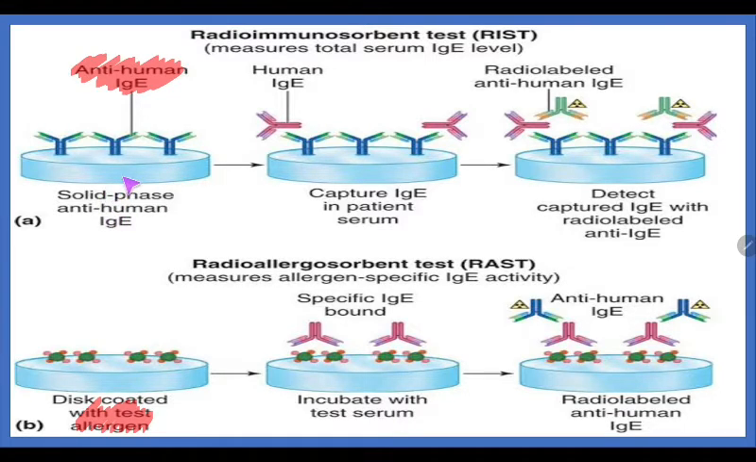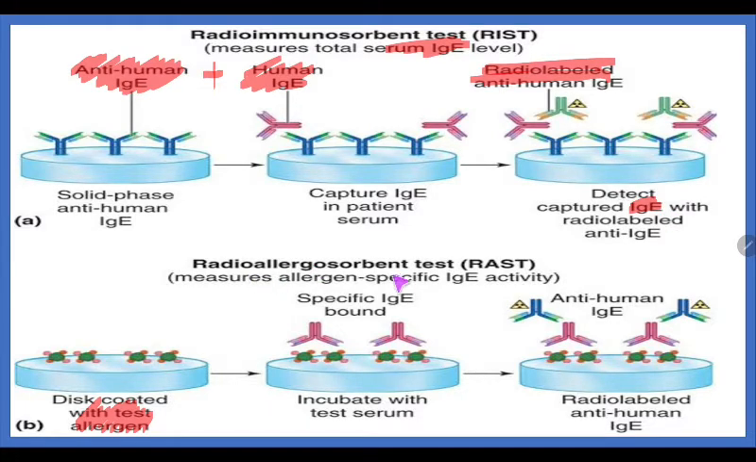Very simple. They will take a disc. The disc is coated with anti-human IgE because we are going to test the IgE. So to detect IgE, we have to put in anti-human IgE. Now after that we are adding the serum. The serum has human IgE. This anti-human IgE and IgE will react. But how we can know that the reaction has taken place is by adding a radio-labeled anti-human IgE. The amount we add, the reaction is taken. We can detect the captured IgE.